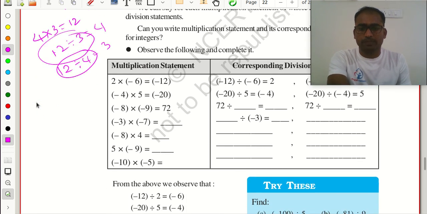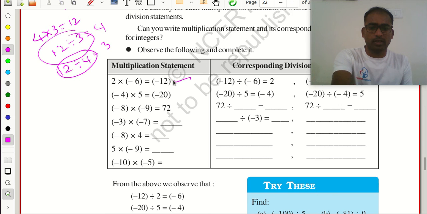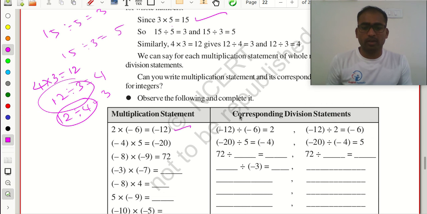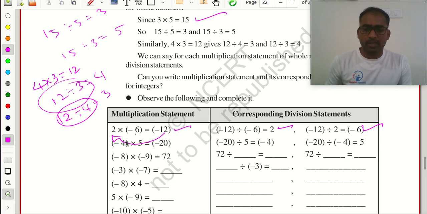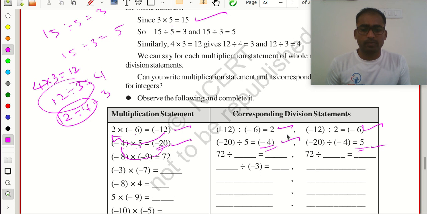Okay? So here, 2 into minus 6 is how much? Minus 12. Okay. So what will be the corresponding division? Minus 12 divided by minus 6, then I should get 2 only. Yes. And again minus 12 divided by 2, I should get minus 6. You need to understand the relation between multiplication and division. Here minus 4 multiplied with 5, I am getting minus 20. If I divide minus 20 by minus 4, I will get 5. And minus 20 by 5, I will get minus 4.